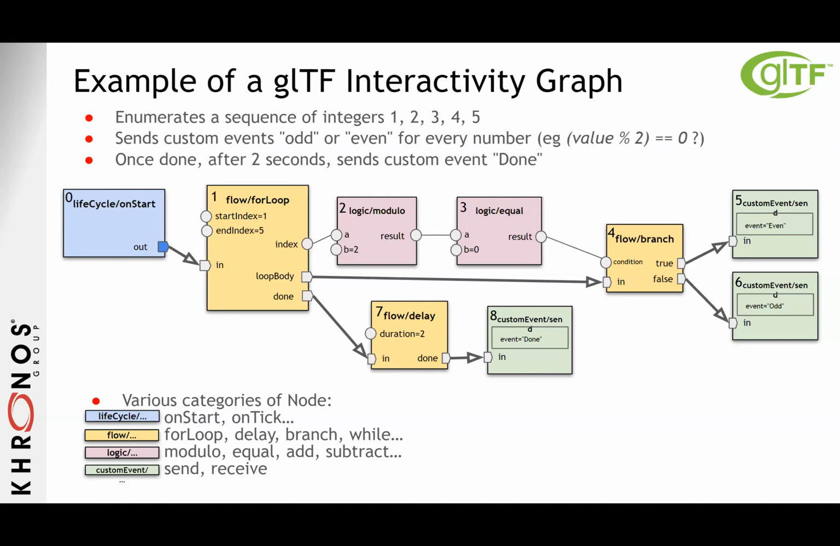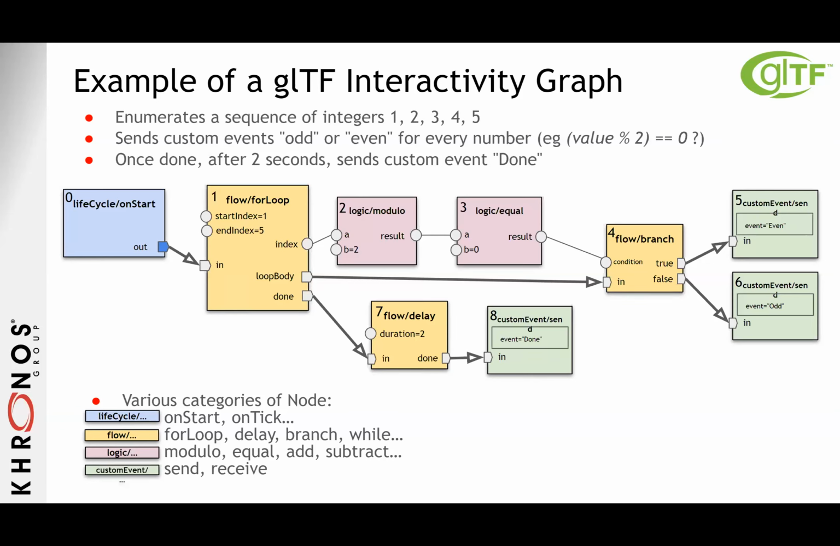If you look at this graph, you see a bunch of colors indicating the type of node. For example, the blue nodes are the life cycle. So you have the beginning of the graph, which is called onStart. OnStart is the entry point when we start the experience, and that is connected to a for loop. If you already know what a for loop is in C++, C or JavaScript, it's exactly the same. But instead of writing some lines of code, you just put a for loop node, and you fill in the information about the start index and so on.